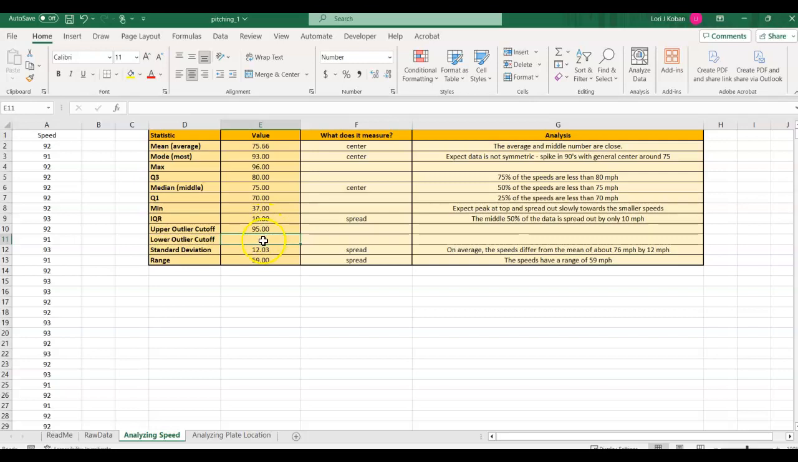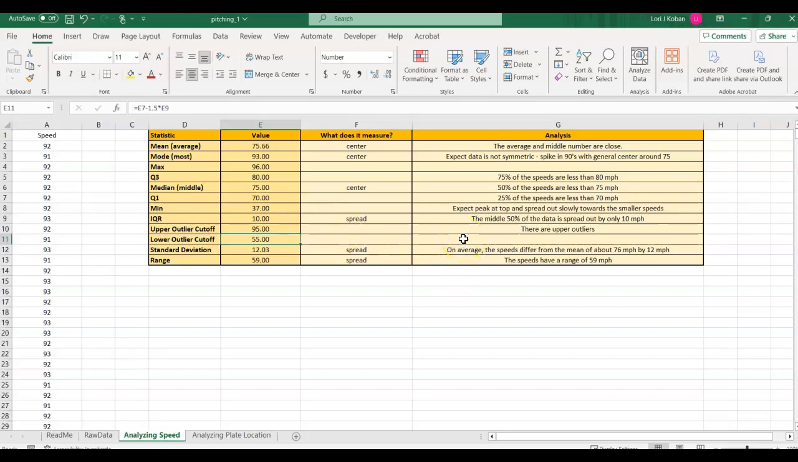And the lower outlier is really small, so it's going to be the first quartile minus 1.5 times the interquartile range. So those are the definitions of outliers. And what we see here is that the upper outlier cutoff is 95 and our maximum is 96. So there are upper outliers. The cutoff for a lower outlier is 55, and anything below that is an outlier, and the minimum is 37, which is far below.